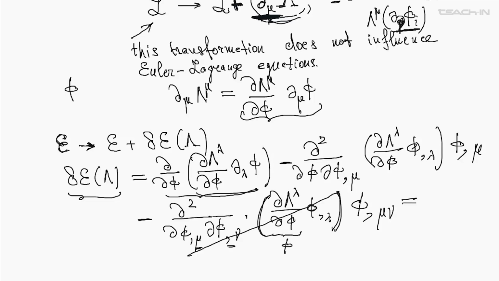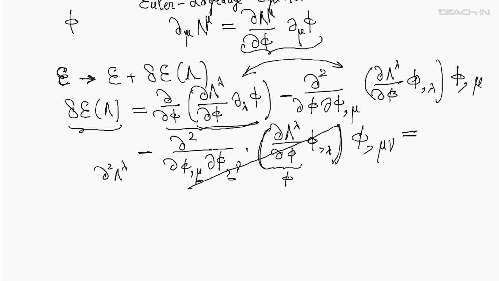Again, if you open the brackets here, then you will see that this will be just the second derivative of lambda with respect to phi, so like this, multiplied by phi comma lambda. This is what is written down here. Can be written as phi comma lambda.